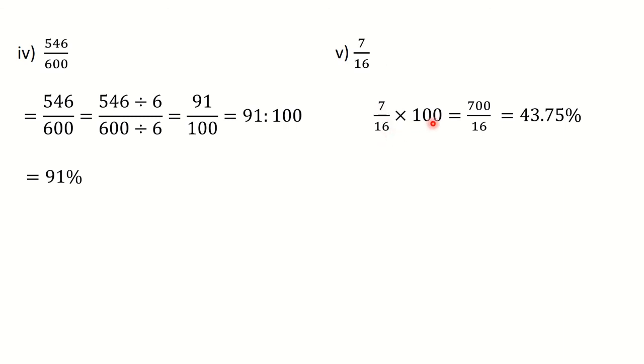And the last one, the fifth one, 7 upon 16. So 7 upon 16 into 100. So 7 into 100, 700 divided by 16, because we cannot cancel here. 100 is not coming in the table of 16, so cancellation is not possible. So we are multiplying, 700 divided by 16. You need to actually divide it, and then you will find that the answer is 43.75%. In this way you are going to convert the ratios into percentage.